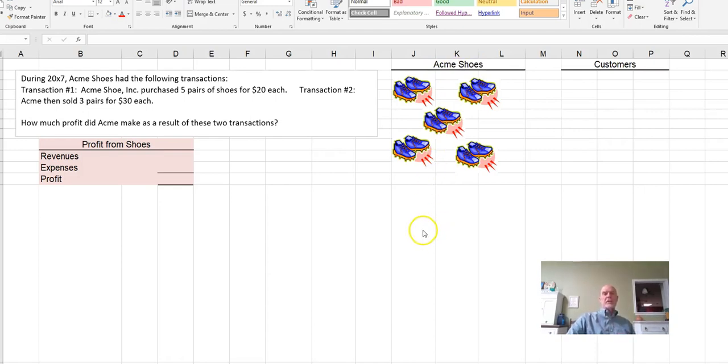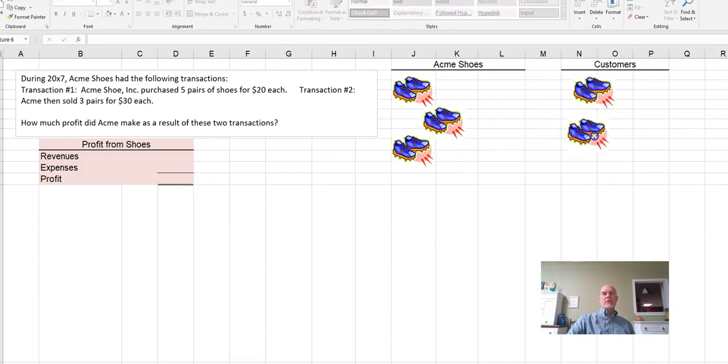And then they sell 3 pair of shoes. So 3 pair of shoes are going to go out the door with a customer, and they sell those 3 pairs at $30 a piece. Now what I'd like you to do is stop the video for a second and think about how much profit has Acme Shoes made so far. Now hopefully you've come up with your answer for that. Well, let's talk about that.